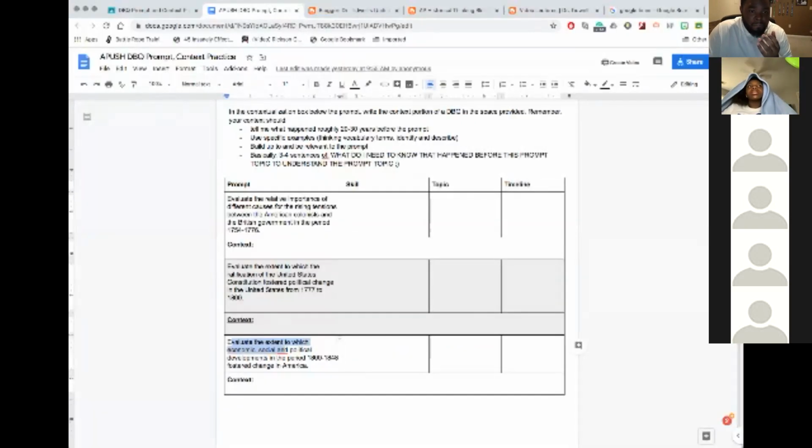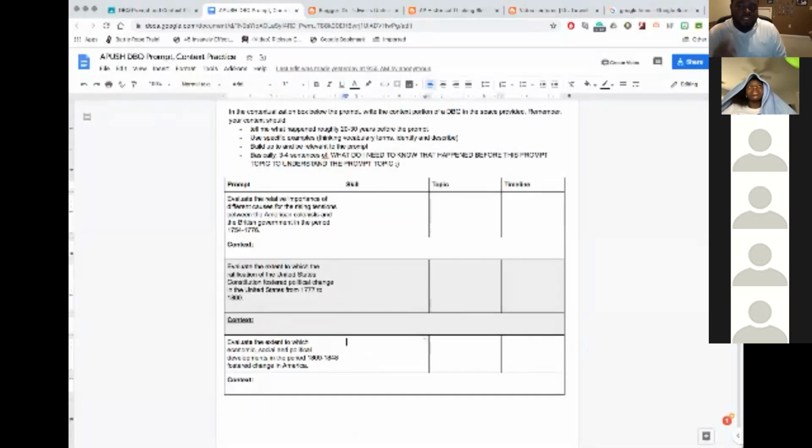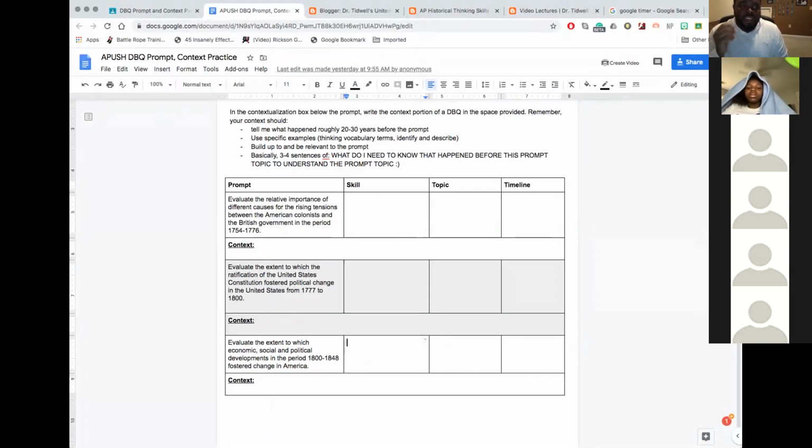You can probably say evaluate the extent to which economic, social, and political developments in the period 1800 to 1848 foster change in America. You could say interpretation because to foster, you talk about the idea of economic, social, political. It's all about how people interpret things and how people see the law. So you can have interpretation there. That is a very high level thinking skill. If you guys can pull that off, you're gonna do extremely well in this test coming up.